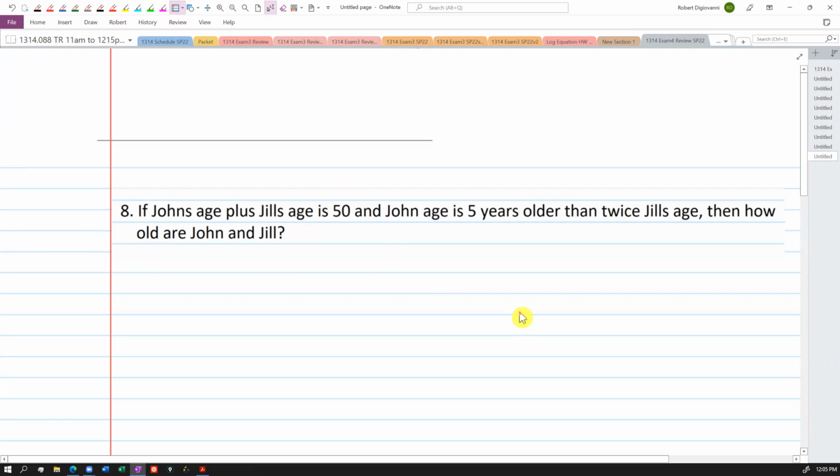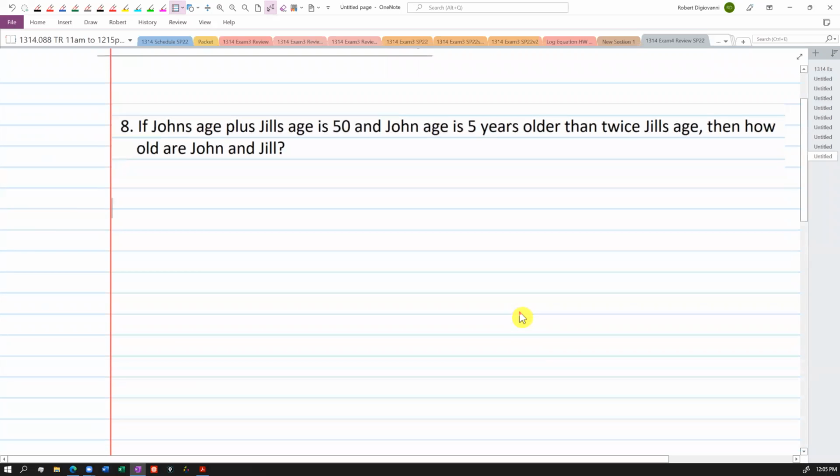All right, ready? If John's age plus Jill's age is 50, and John's age is 5 years older than twice Jill's age, then how old are John and Jill? So we want to know John's age and Jill's age. And I use John and Jill so that you couldn't use letters like they're both J's. Like if I said John and Mary, you could say J and M. I just tried to make it complicated.